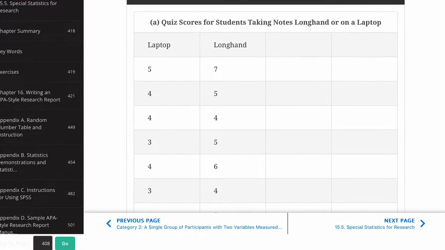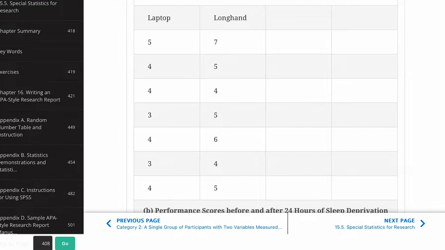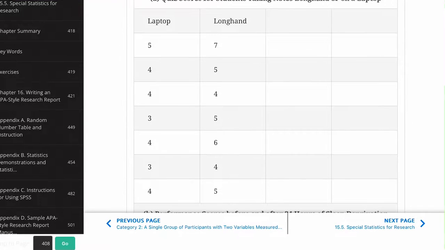So the examples of data here. This first example is quiz scores for students taking notes longhand or on a laptop, meaning they wrote it out or they did it on a laptop, how they took their notes. And then their quiz scores. So we're comparing those 2 groups. So this is obviously numerical scores. These are quiz scores, right? So we would probably use a one-way ANOVA or a t-test for that. It could be independent measures or repeated measures.